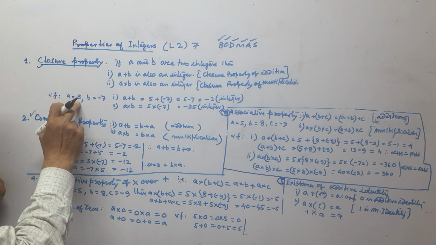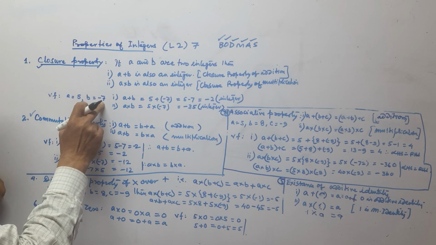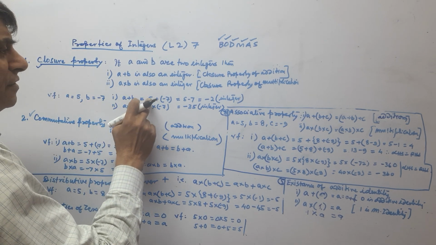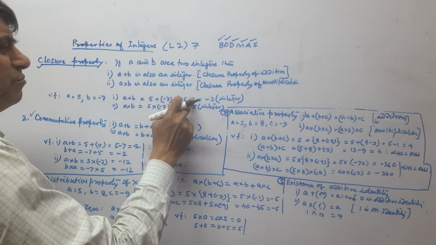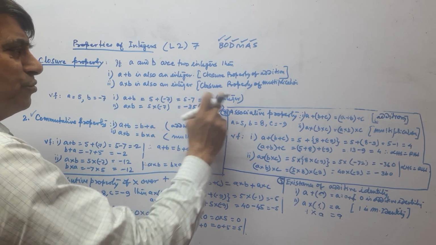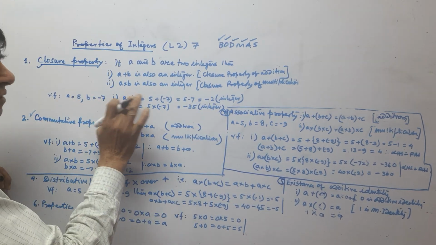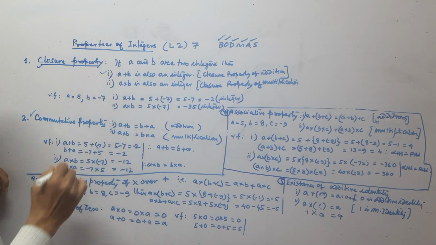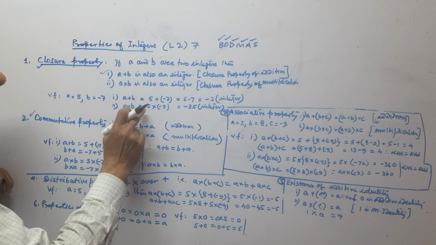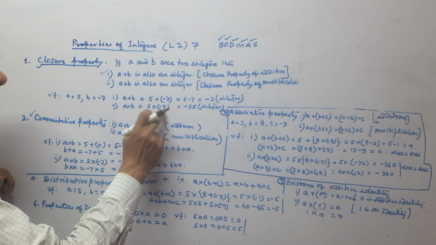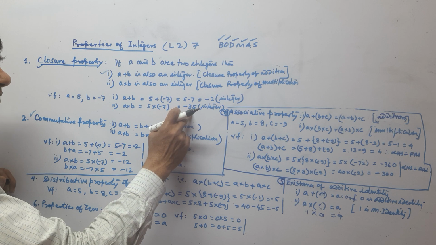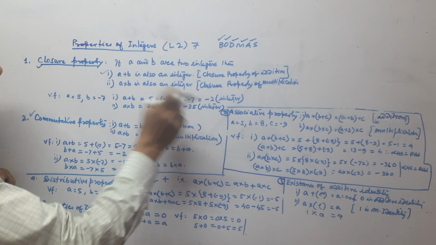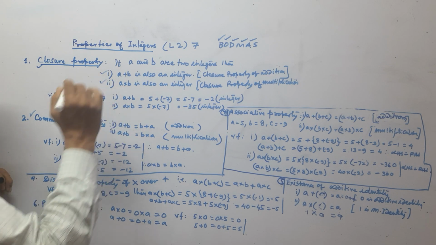Now see, a is equal to 5, it is an integer. b is equal to minus 7, it is also a negative integer. So what is a plus b? It is equal to 5 plus minus 7. This is 5 minus 7, it is minus 2. Minus 2 is an integer. So see, the sum of two integers is again an integer. So this one is verified. Now a into b is equal to 5 into minus 7, and if you multiply you will get minus 35. It is again a negative integer. So the product of two integers is an integer. So this property is also verified.